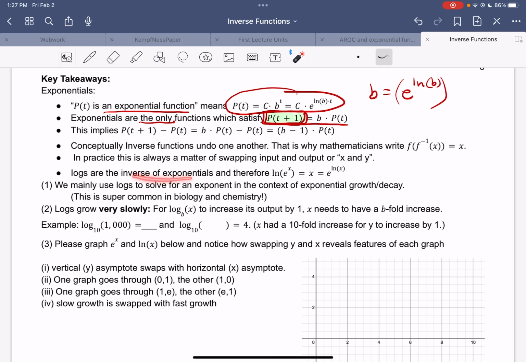Now, a very special inverse function are logs. Logs are the inverse of exponentials. So this type of statement is the same thing as this kind of statement. These two functions are inverses. All right, so there's all that stuff. And we mainly use logs to solve for an exponent. Okay, so great, and this will be mainly for exponential growth and decay, and that's because it's super common in biology and chemistry.